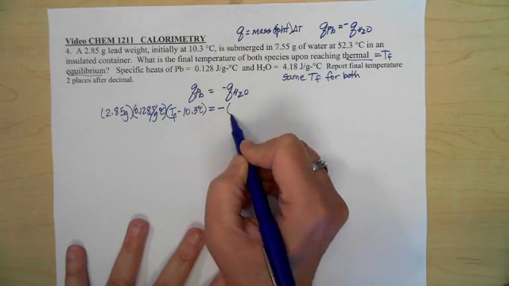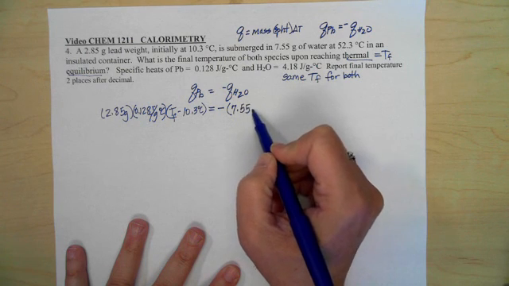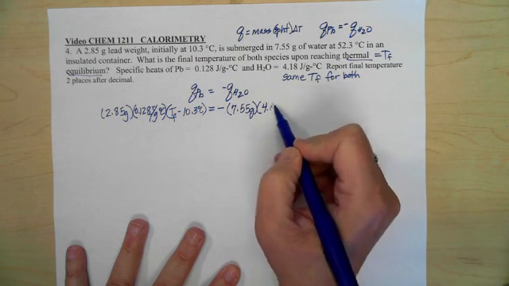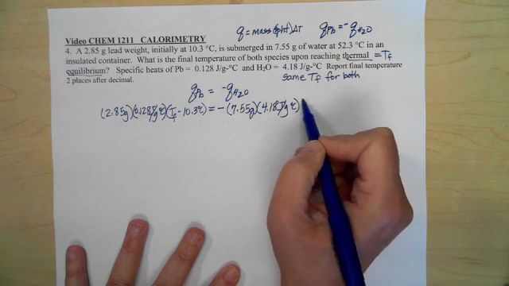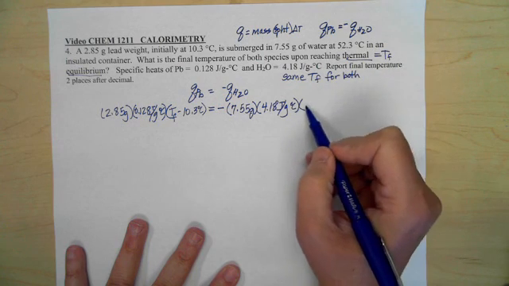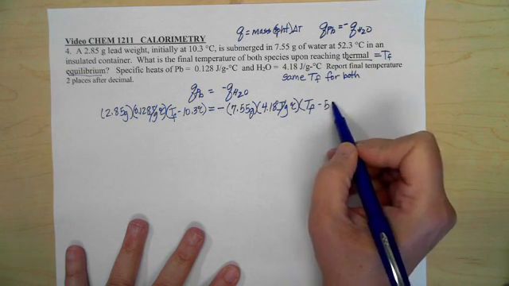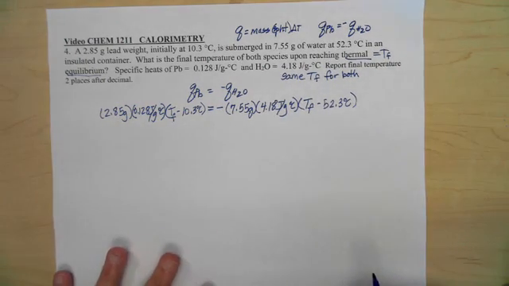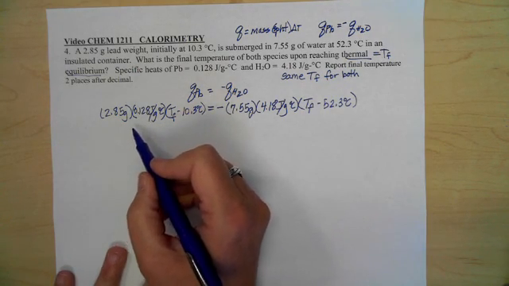Now, for the water, don't forget the zero. We have 7.55 grams of water times specific heat of water, which is 4.18 joules per gram per degree C, times, again, T final's the same, minus my initial, which is 52.3 degrees C. Now we've entered basic algebra. So what we're going to do is our math.